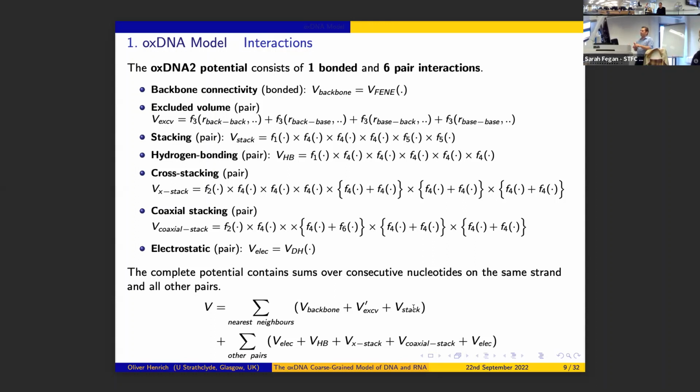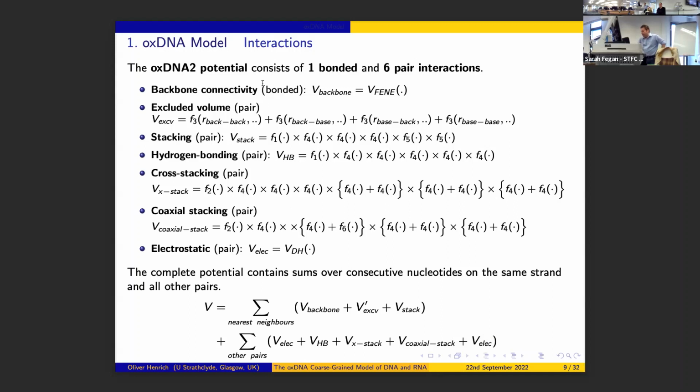And when it denatures, you actually need to do two things. People always think of the hydrogen bonds that you need to break, but you also need to unstack. It's a really significant contribution. And between other pairs, you have the electrostatic interaction, the hydrogen bonding, if they're complementary, and then stuff that is called cross-stacking and coaxial stacking. I think there is a typo here, so I mention this twice. So I should get rid of that.